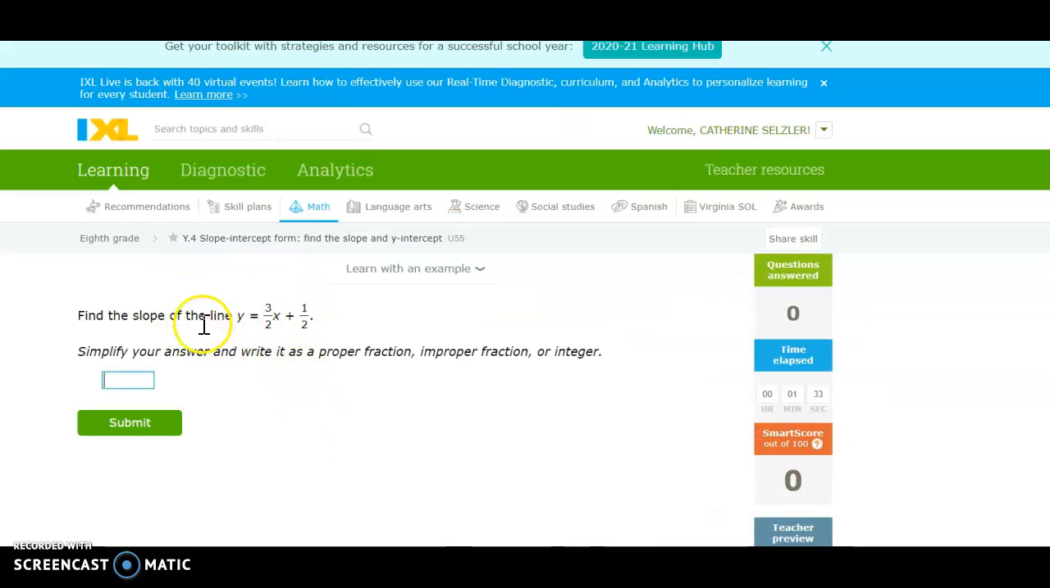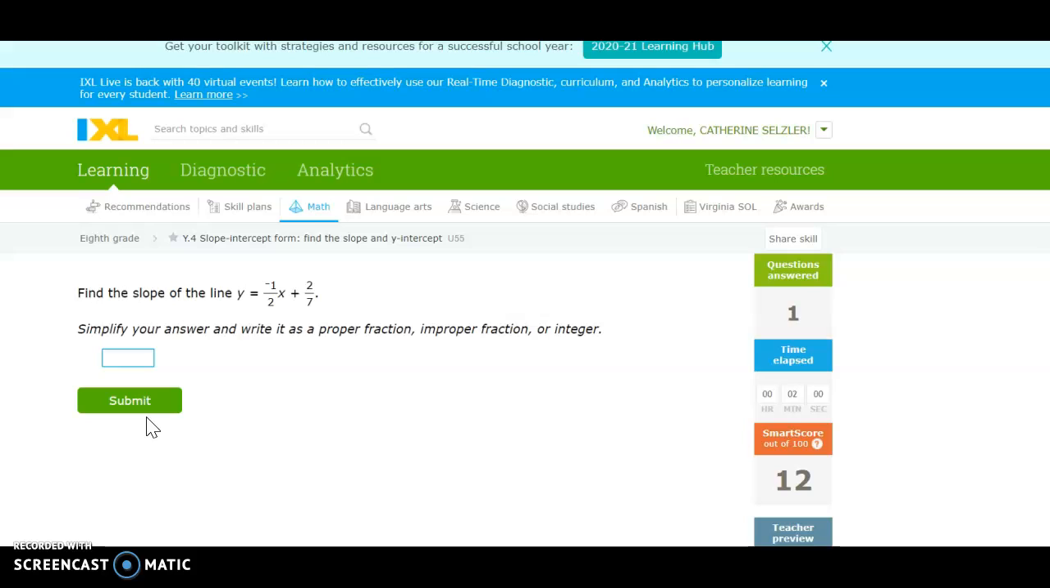It has given me an equation here in slope-intercept form and asked me for either the slope or the y-intercept. So just like a lot of things in math, this is really kind of just a reading question. So I need to find the slope. Well, if I can remember from that equation that Ms. Selzer just showed me, the slope is just the number directly in front of x. So in this equation, my slope is 3/2.